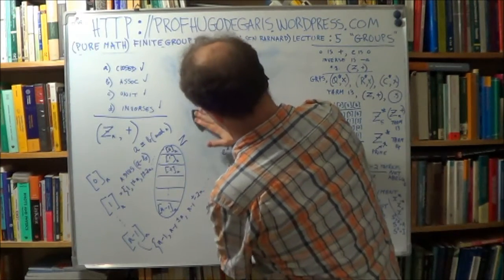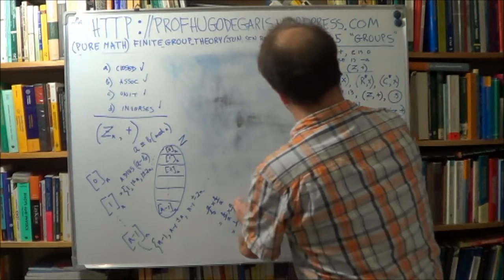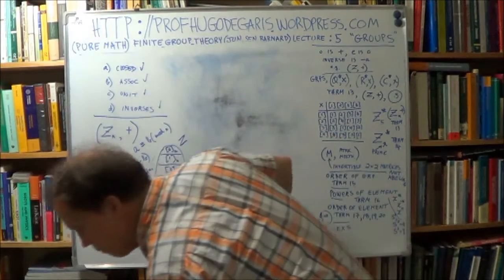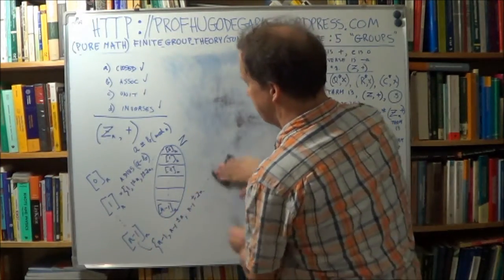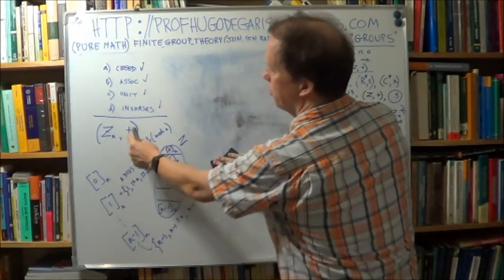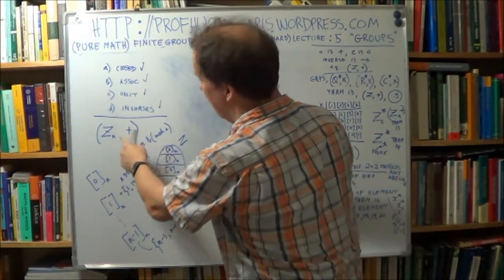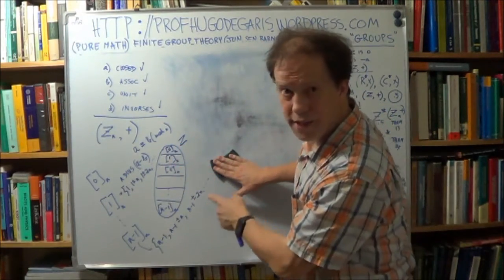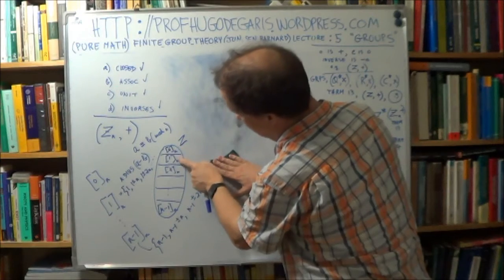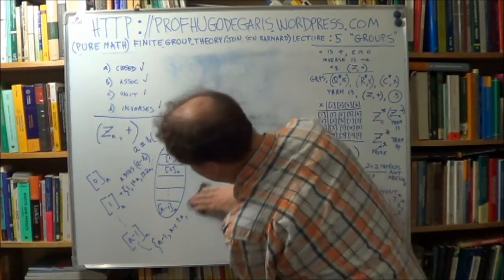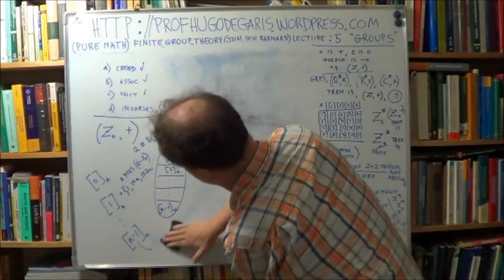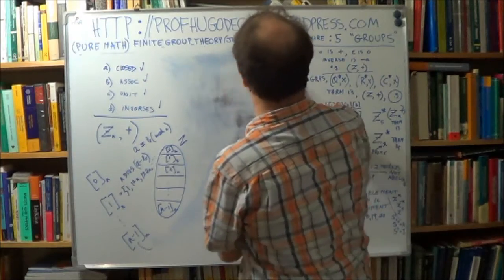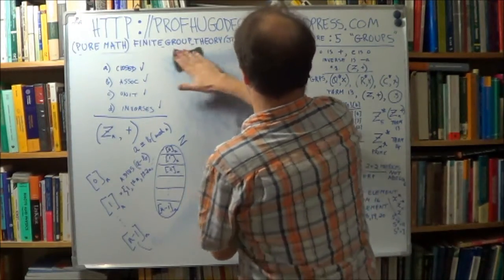So let's prove, let's see, theorem 13. We have to show that this is a group. The binary operator is simply plus, and the set S is the set of sets in a sense. It's the set of the residue classes. So let's prove that that set and the binary operator plus is a group.